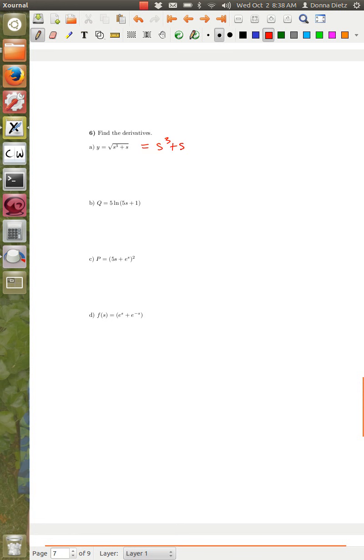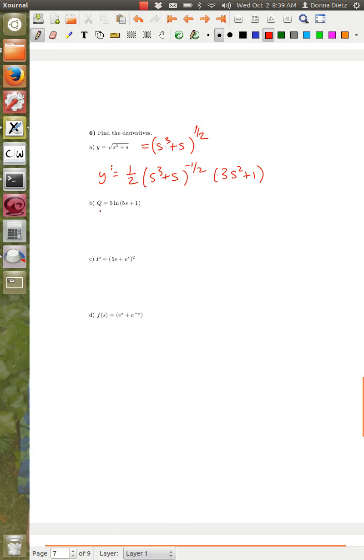In all cases, we just want to rewrite, and aha, this is a chain rule question. So 1/2 stuff to the minus 1/2 times the derivative of the stuff. Just leave it like that.